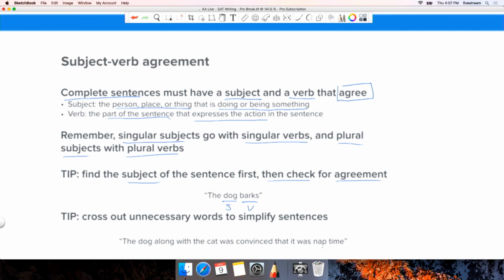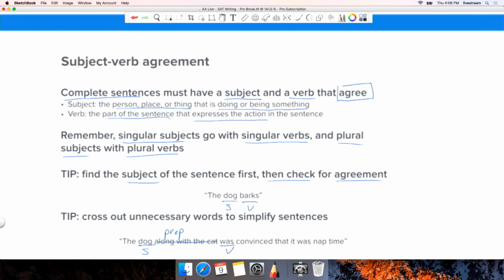So this one's a bit longer, but it reads, the dog, along with the cat, was convinced that it was nap time. So now, for those at home, what is the subject here? Is it just the dog? Is it the dog along with the cat? So the answer is that it is just the dog. So along with the cat is a prepositional phrase that does not create a compound subject, and so it's just the dog that's doing the action.